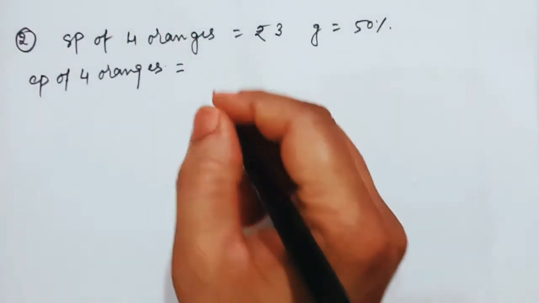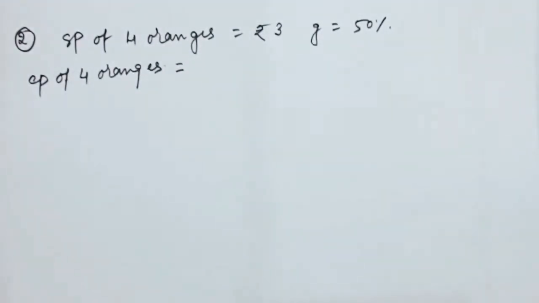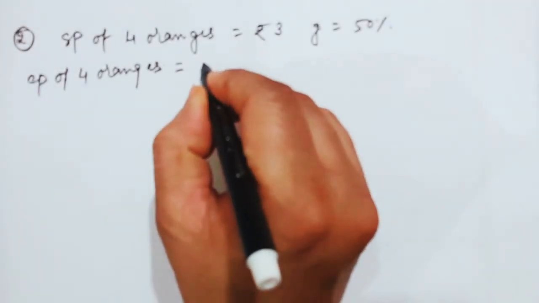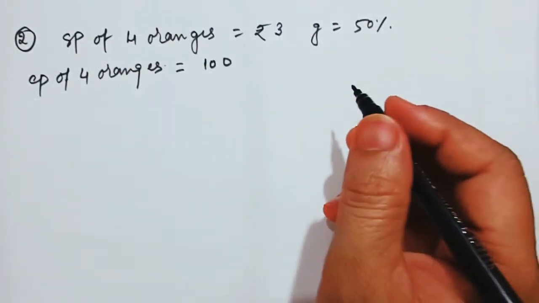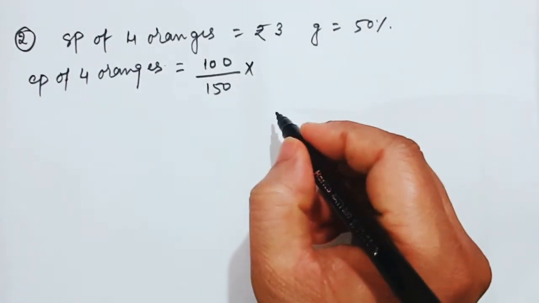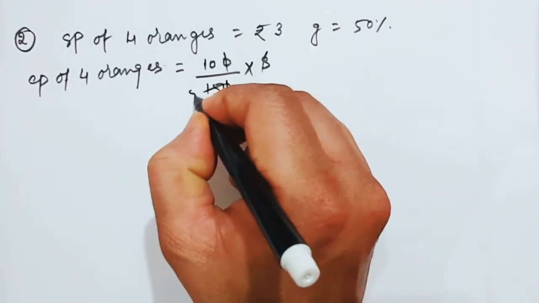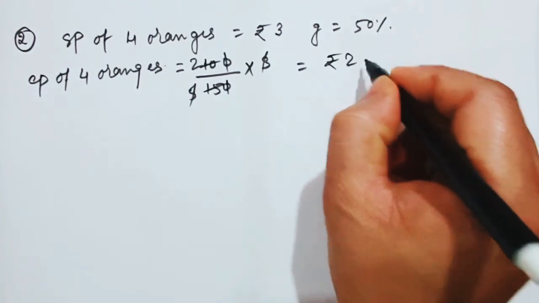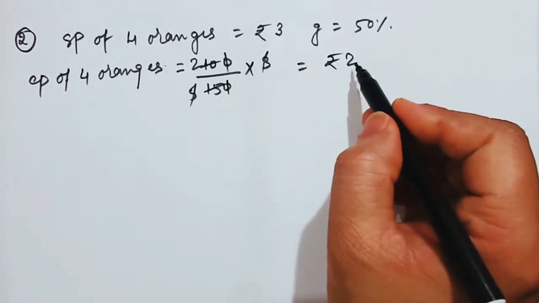You have to learn the formula. The cost price of 4 oranges will be equal to 100 by 100 plus gain percent, that is 100 by 150, times the selling price 3. So 3 5 times 15, 5 2 times, is equal to rupees 2. Now the cost price of 4 oranges is equal to rupees 2.